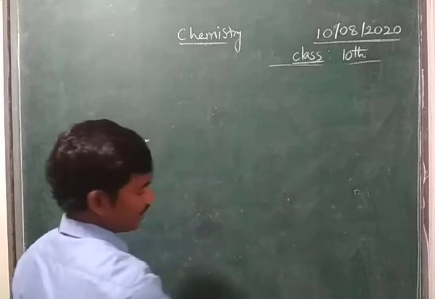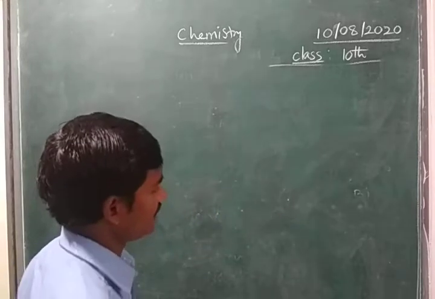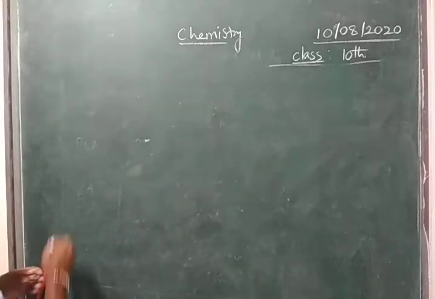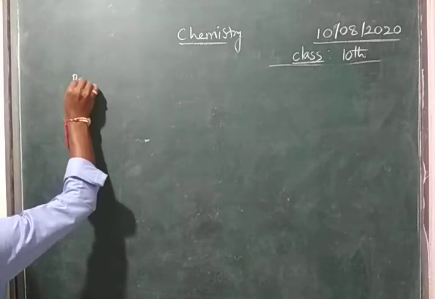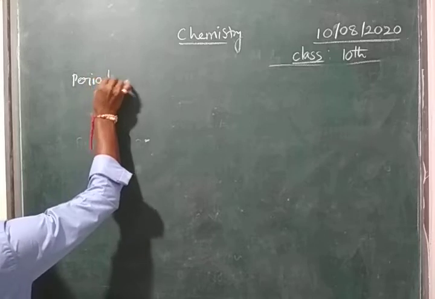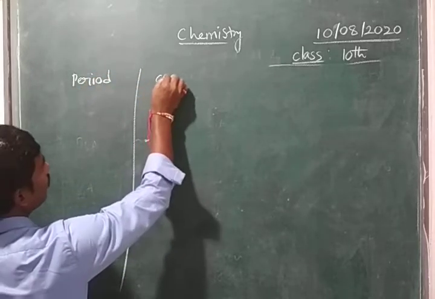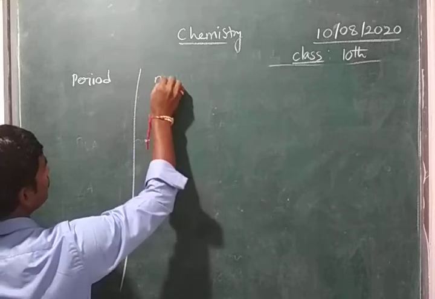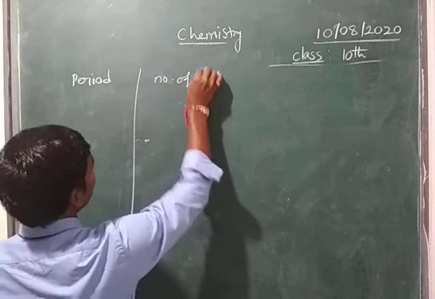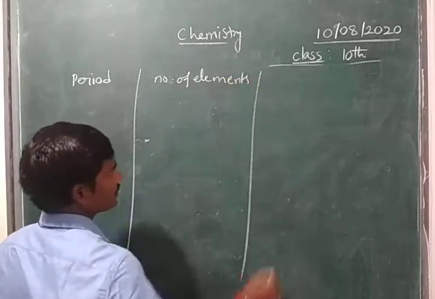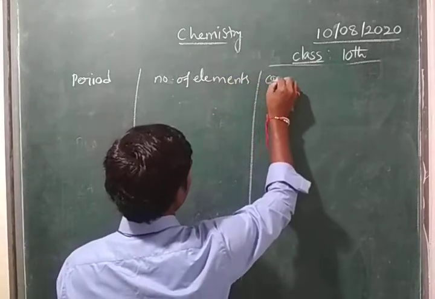See, here we have totally 7 periods, children. How many periods? Totally 7 periods. Right, children? So here, period. And here, number of elements. And after that we should write the common name.